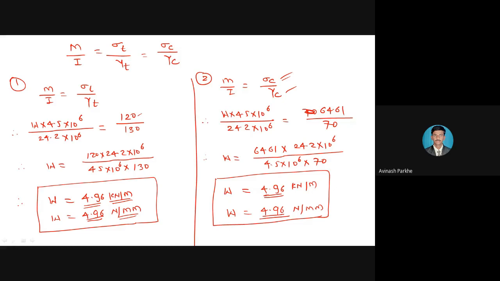Then while drawing the stress distribution diagram, sigma T should be presented at the right side of the vertical line. It may be minimum, it may be maximum, it may be at the top side, it may be at the bottom side. It should be represented at the right side. But sigma C will be represented at the left side of the vertical line. It may be maximum, it may be minimum, it may be at the top side or at the bottom side.